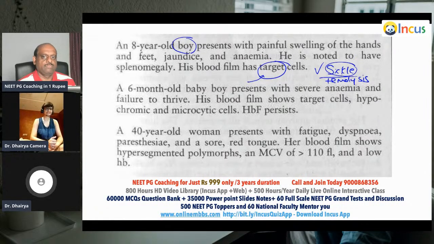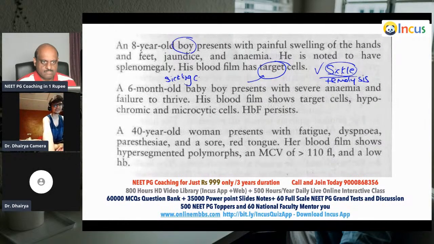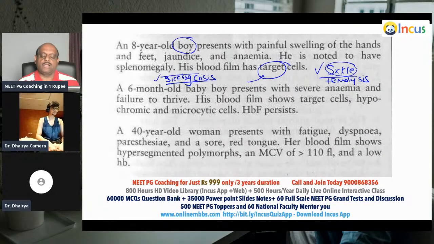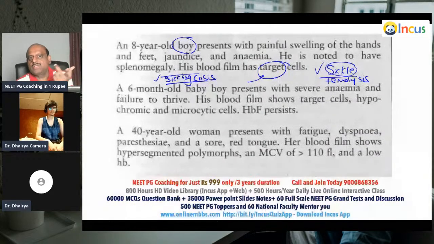So what are the crises in sickle cell anemia? The first would be a sickling crisis. Very good. So typically there are three things we should remember about sickling crisis: one is hypoxia, second is dehydration, and third is infection. Infection leads to acidosis, and acidosis is a common precipitating factor of the sickling crisis.